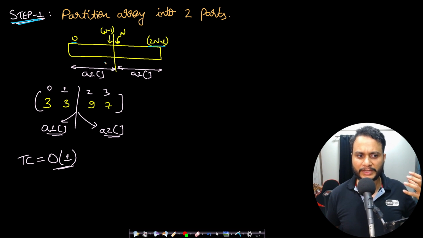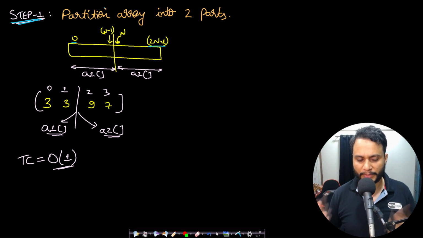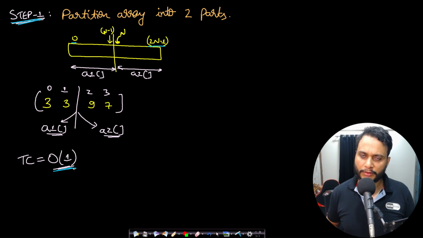So this division is not a physical assignment, but we will just imagine it ourselves that the first half is for A1 and the second half is for A2, but we will not copy and make some new arrays. We are not going to do that in this step. It is just like how you take the middle partition in merge sort, but do not actually copy the entire partitions. So if you just imagine the middle portion, it is order of 1 time.